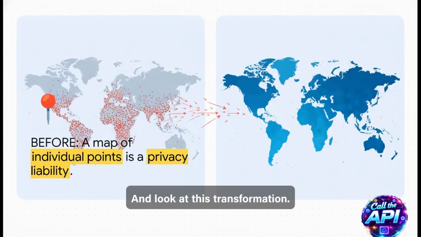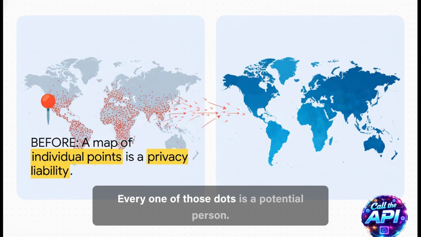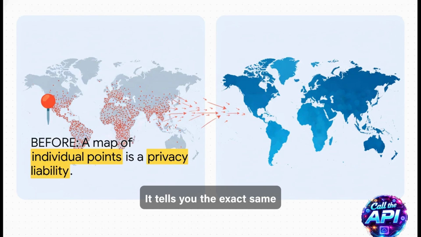And look at this transformation. On the left, you've got a map that is a straight-up privacy liability. Every one of those dots is a potential person. But on the right, you have a safe analytical tool. It tells you the exact same story about where activity is concentrated, but it does it without exposing a single individual. It's a total win-win.